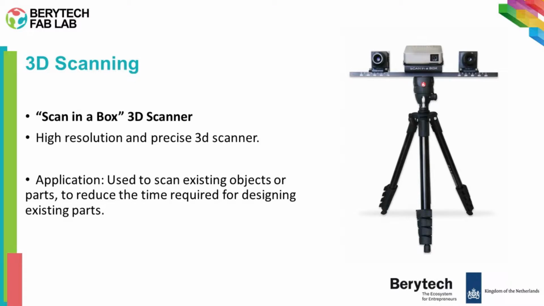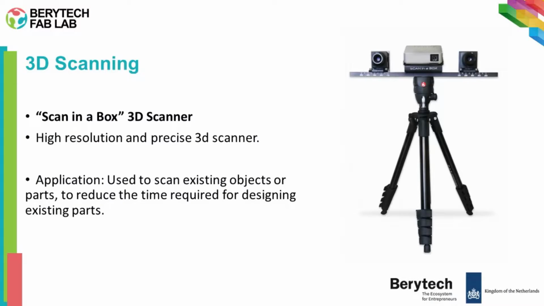We also have a 3D scanner, which we usually use for scanning parts, to prevent us from designing a part that already exists from the beginning. We can use it to scan existing parts and 3D print them directly, or CNC machine them. Whenever you have the digital model, you can produce it in various technologies.